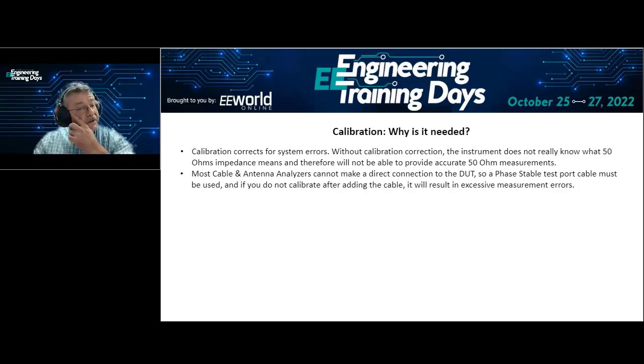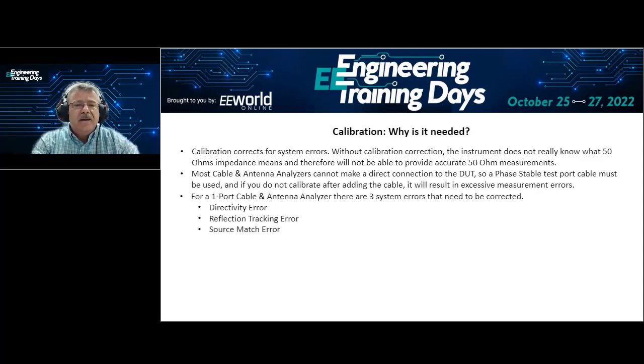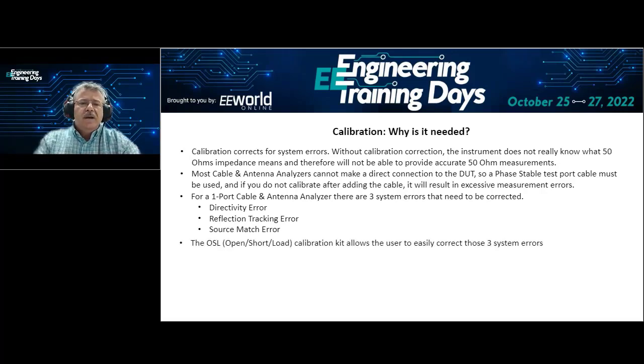So we talked about the phase stable cable. And again, if you have to use one, which you have to do with the more traditional type cable antenna analyzers, then you absolutely have to do a calibration at the end of that cable. So the main errors that are corrected are directivity error, reflection tracking error, and source match error. I'm not going to go into great detail on that, but those are basically the three, and those get corrected when you do an open short load calibration at the end of the test port or directly on the connector of the instrument, depending on what type of cable antenna analyzer you actually have.